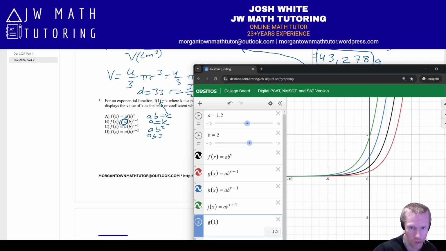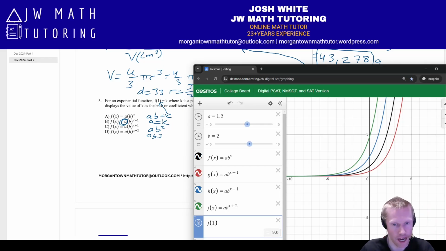Then I check this one, 1.2. Is that equal to a base or coefficient? Yes, that is exactly equal to A, which is the coefficient. So that tells me it's the right answer. And you could also do this with H. Again, 4.8 is not the base or not the coefficient. Same thing here, 9.6, not the base, not the coefficient. Okay? So this is how you could do it in Desmos using actual real values, just to confirm that the answer is going to be letter B.